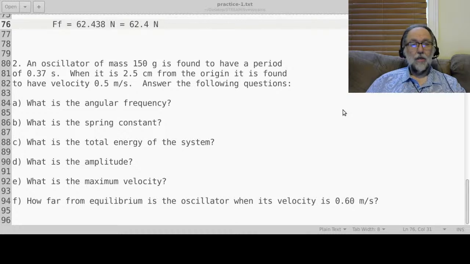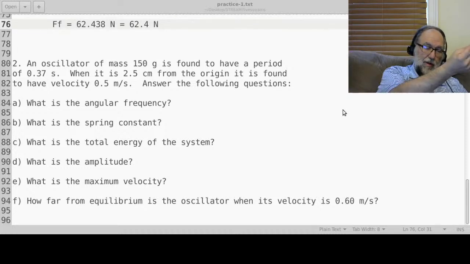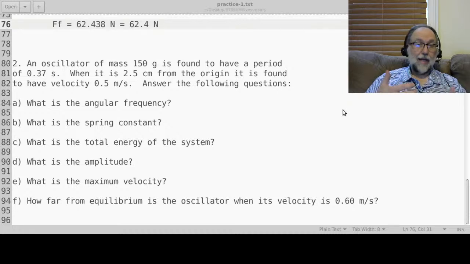The other one was, well, what about energy? As an oscillator goes back and forth, the velocity goes from zero at the endpoints to maximum in the middle to zero at the other endpoint. The kinetic energy goes from zero at the endpoints, maximum in the middle, and zero again. And the potential energy does the exact opposite. It has to, because the sum of the two has to add up to a constant. So the potential energy is maximum at the endpoints and zero in the middle.